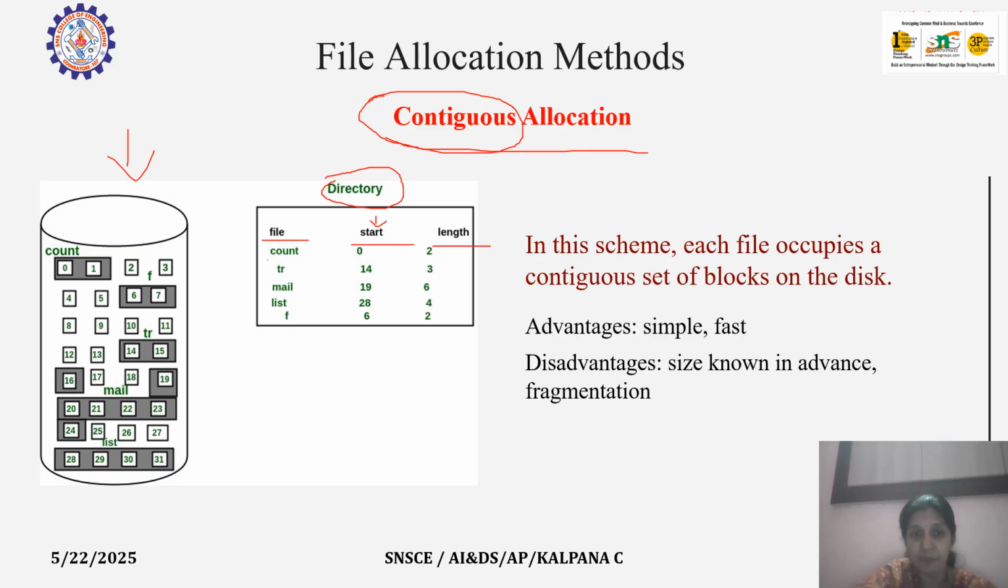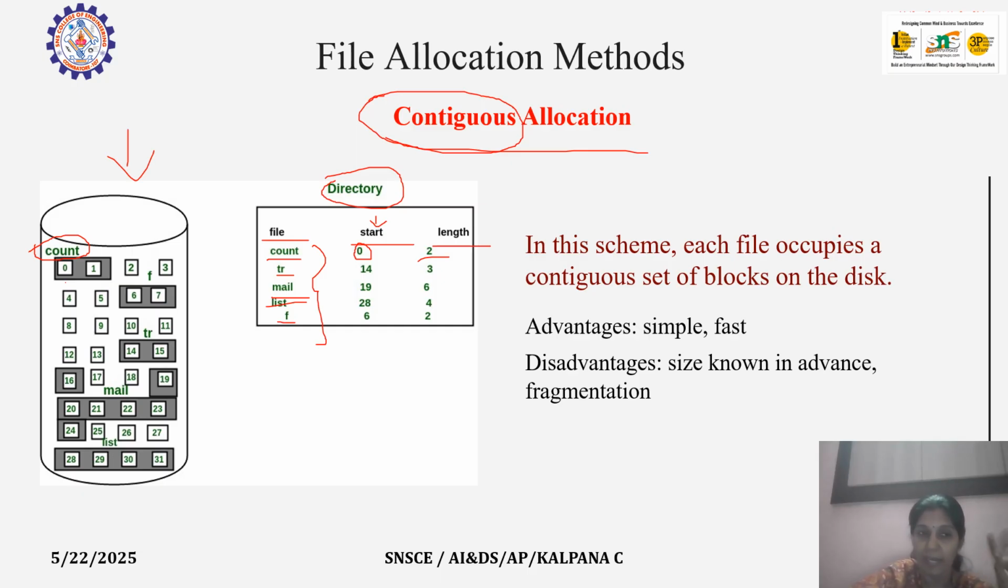In this directory, the file name, the starting base address, and the length are given. Let's take these files: count, tr, mail, list, f. These are the example files we have taken. The first one is count. For this count file, the starting address is 0 and the length is 2. This length 2 indicates it requires 2 blocks in disk space. So block 0 and block 1 hold this file count.